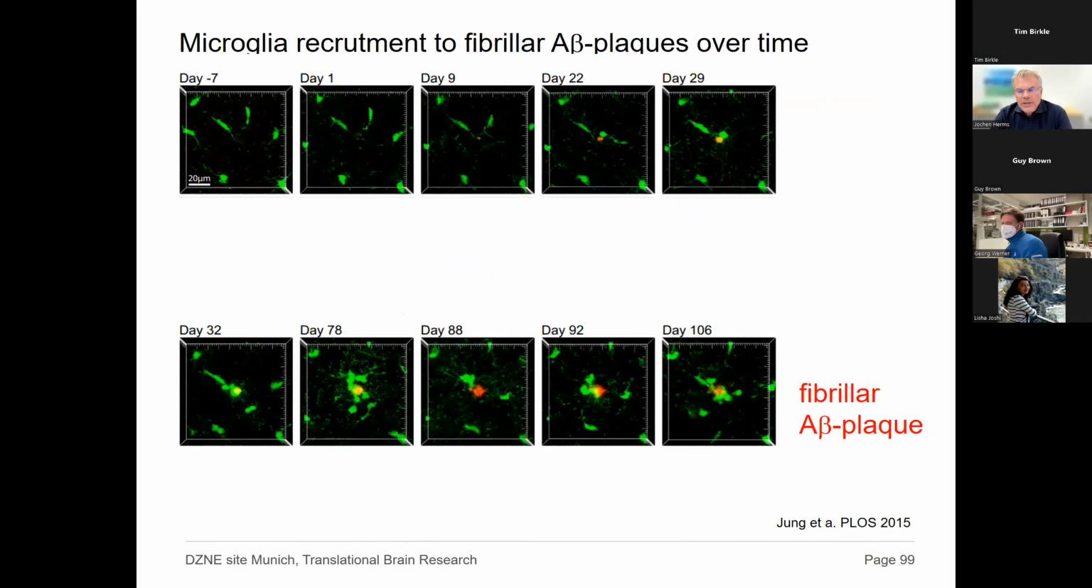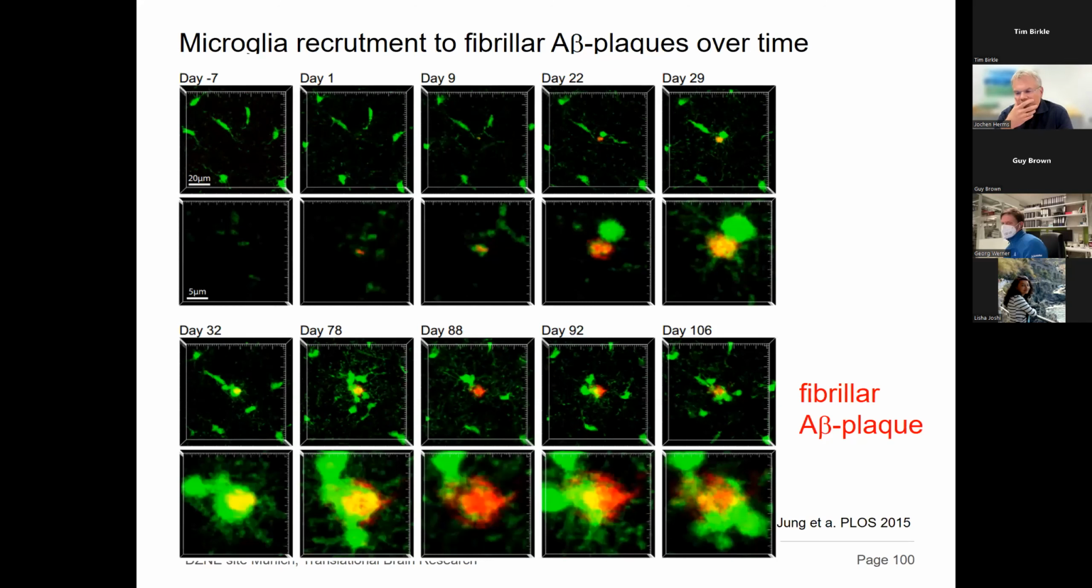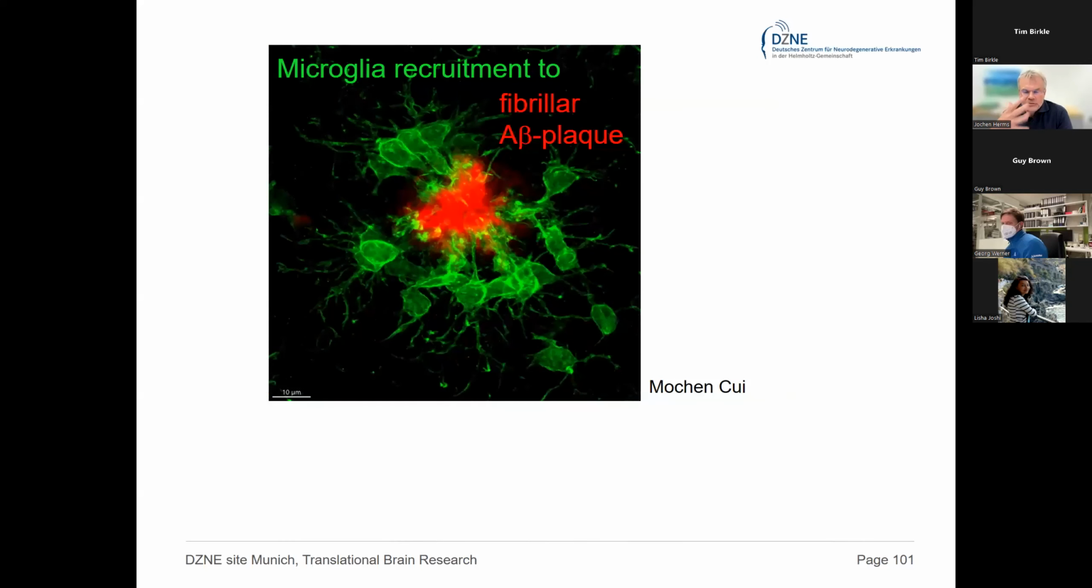So this is the same area imaged over several days, from -7 days up to 106 days. And as you can see, the microglia move to the red fibrillar A-beta plaque. So there's no change in microglia density prior to the occurrence of fibrillar A-beta. And then you see also that there's an increase of the density of plaques. So this is a higher magnification of the area of interest. You see that the microglia move to the fibrillar A-beta plaques and that the density of microglia is increasing at the plaque. So there's clearly microglia recruitment to fibrillar A-beta plaques.